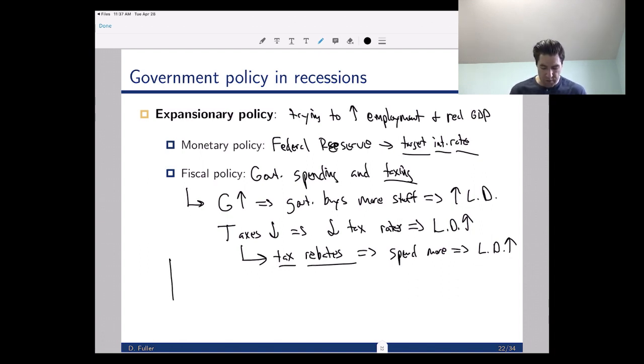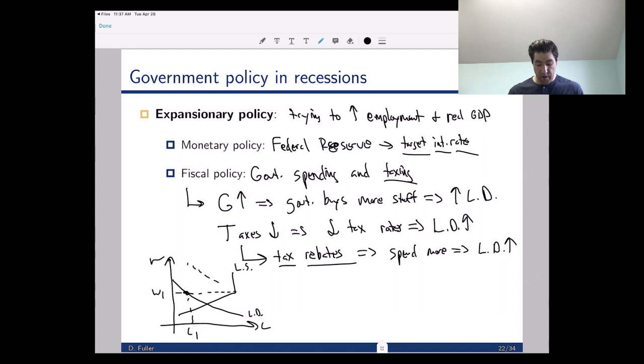And so the ultimate goal of these, if I draw my labor market, if here we are in a recession, I want to try to shift labor demand to the right faster than what would happen if we did nothing. That is the goal of expansionary policy.